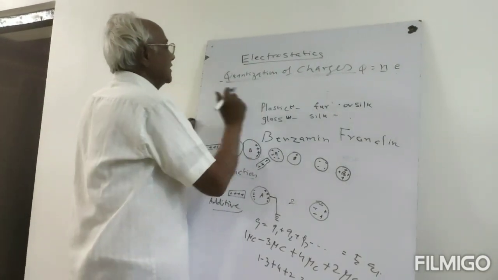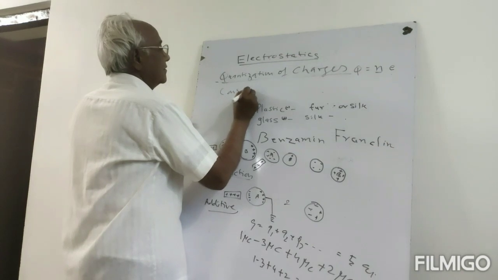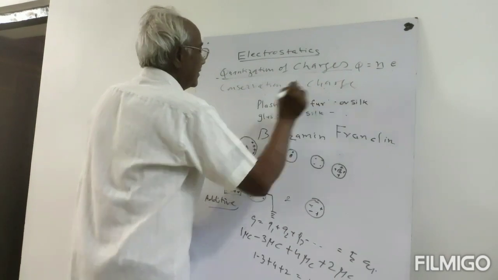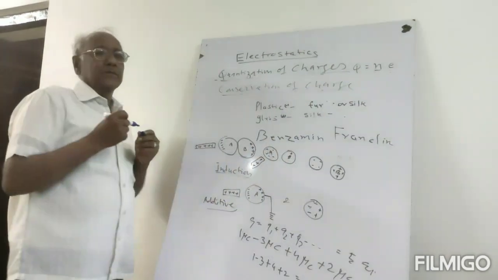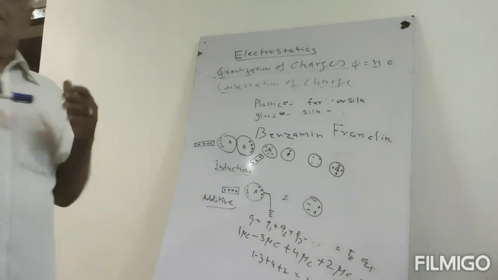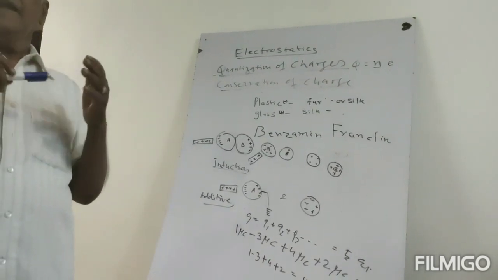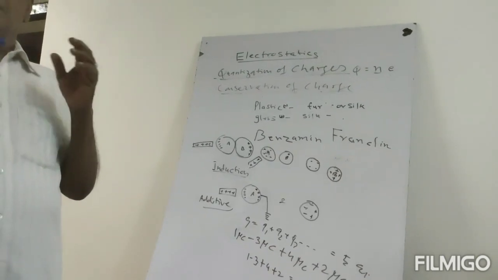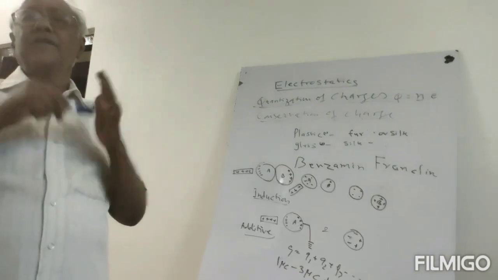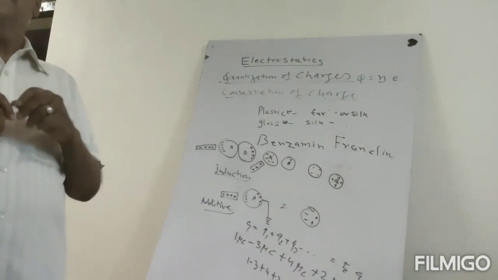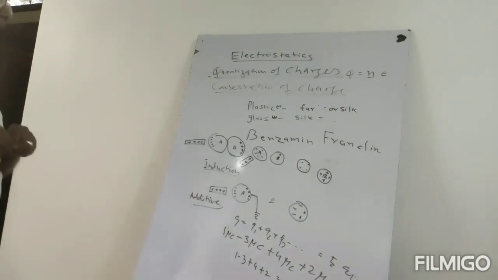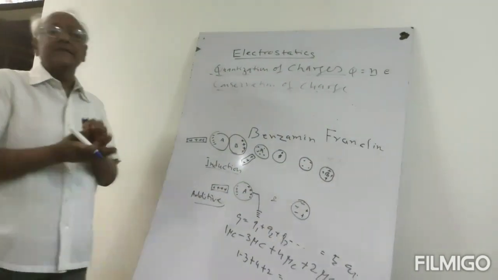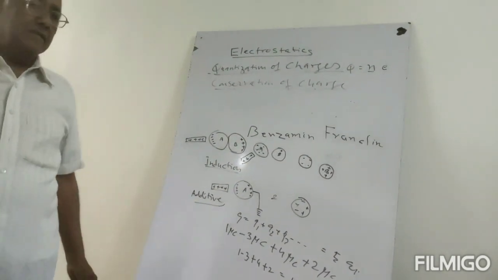Now the third is conservation of charge. Conservation of charge means that charge cannot be destroyed or produced. The total charge of a system will always be constant, meaning charge is conserved. Suppose we have a system which is isolated, then the total charge will be equal to a constant.